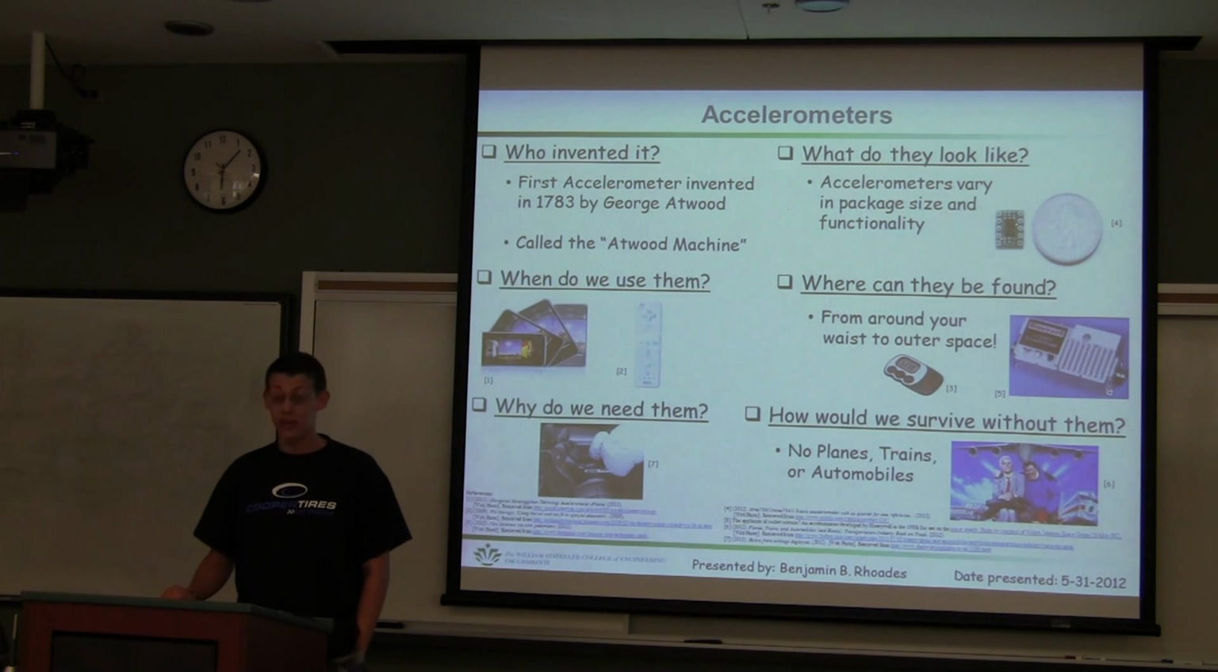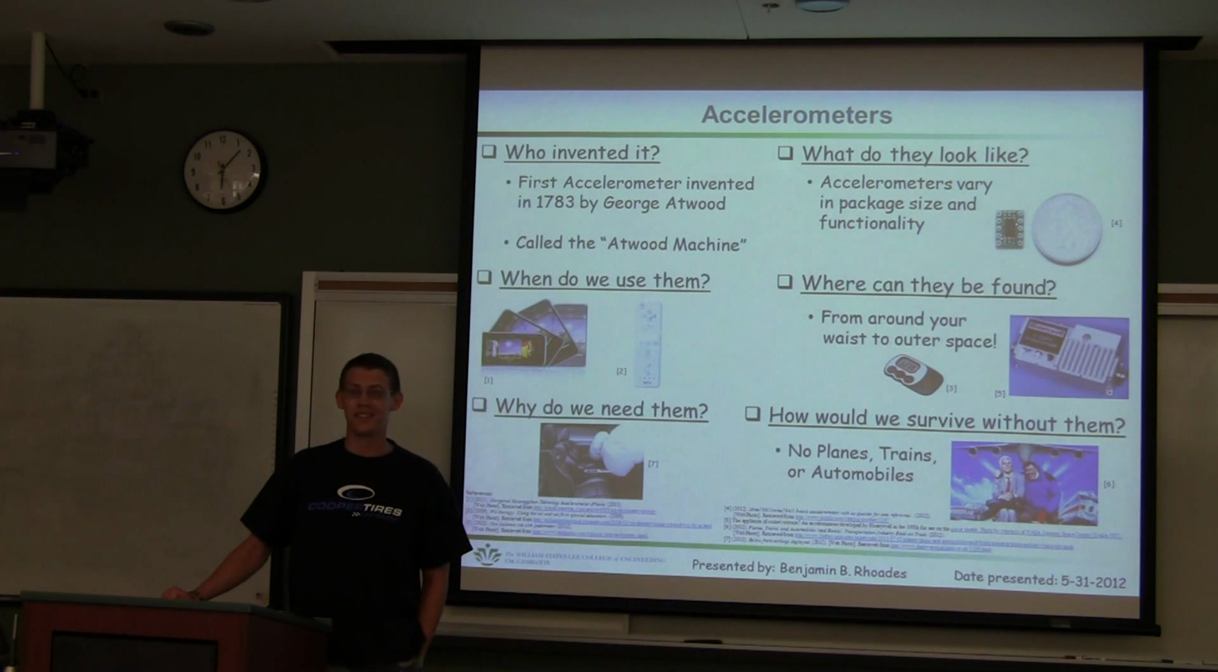Where can they be found? Well, anywhere from on your waist to outer space. So if you use a pedometer before, if you worry about your weight, they can use one of those. They also use those in the space station, for frictional forces and things. And they also used to be used for landing the space shuttle, but unfortunately they've done away with that program. So when do we need them?